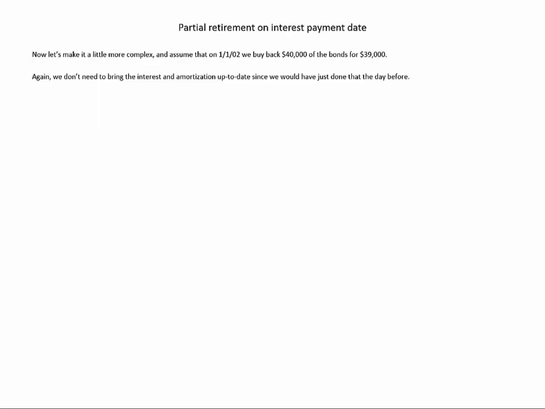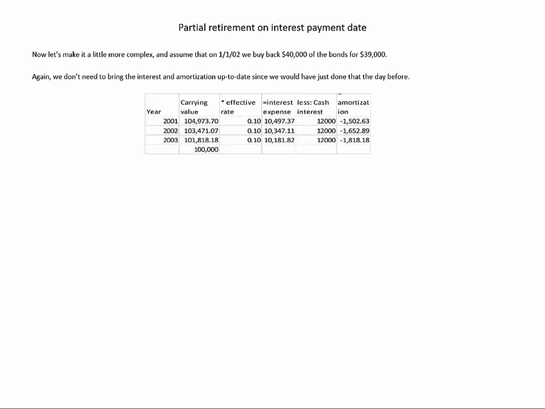Now let's make it a little bit more complex by, instead of buying back all the bonds, buying back just a portion of the bonds. So let's assume that on January 1st, 2002, we're going to buy back $40,000 of the bonds, 40%, for $39,000. And again, we don't need to bring the interest and amortization up to date since we just paid interest the day before.